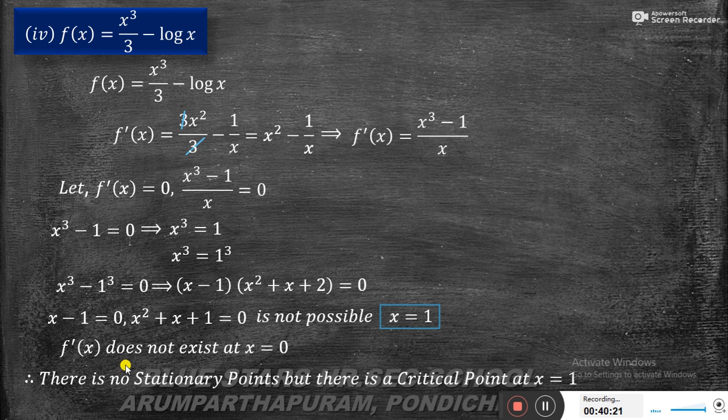So f dash of x does not exist at x equal to 0. There is no stationary point here. x square plus x plus 1 equal to 0 is not possible, so I consider x minus 1 equal to 0, which means x equal to 1. Therefore the critical point is x equal to 1, but here there are no stationary points.